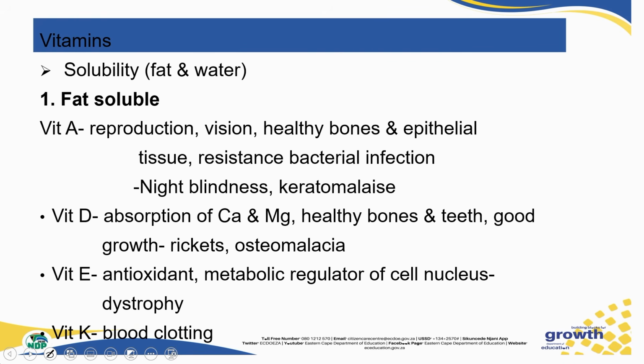The vitamins, I mentioned the vitamins there. They are divided into two according to their solubility. We have the water-soluble and fat-soluble vitamins. Vitamin A is for the production of healthy vision, and if there is a shortage of vitamin A, an animal will have night blindness. Also it will suffer from keratomalacia.